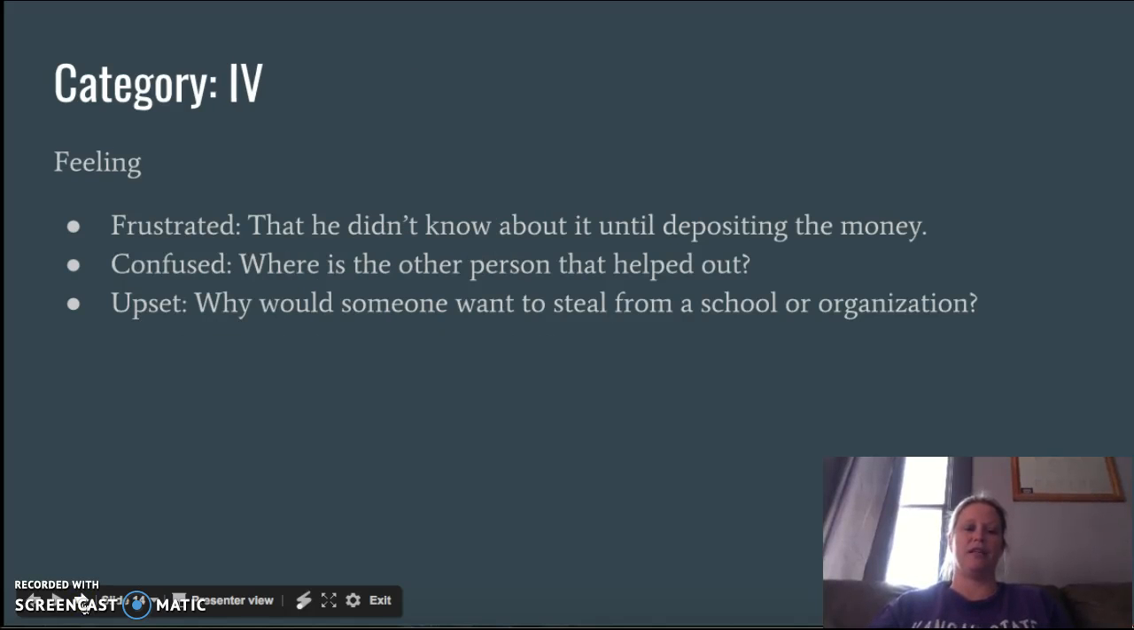Feeling a little frustrated that he didn't know about it until depositing the money. I think that's a reflection on the volunteers, and also a reflection on him, his lack of involvement. We're confused. Where is the other person that helped out? After the event they could have counted the money, gone through the documentation, and located all these items before the end of the night. It would limit the confusion.